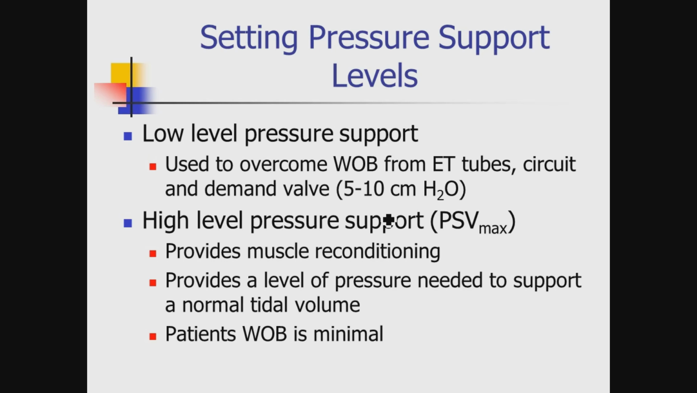So how do we set this up? Usually we use this concept here. Just a small amount, 5 to 10 centimeters of water. It overcomes any work of breathing that's associated with the endotracheal tube or ventilator circuit, humidifier, whatever. There is a way that I can say, you know what, I would rather just target a certain tidal volume and boost it and get really high levels. That's typically not used as much anymore. We used to call it PSV max. Now we just use a little bit, just to overcome the resistance of the endotracheal tube.